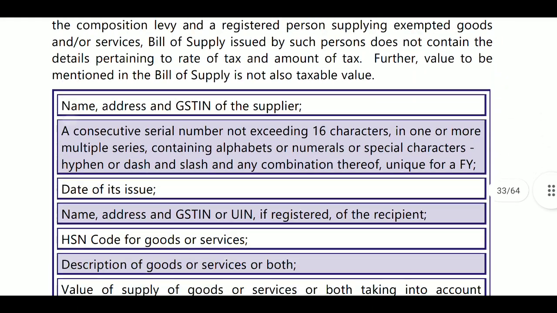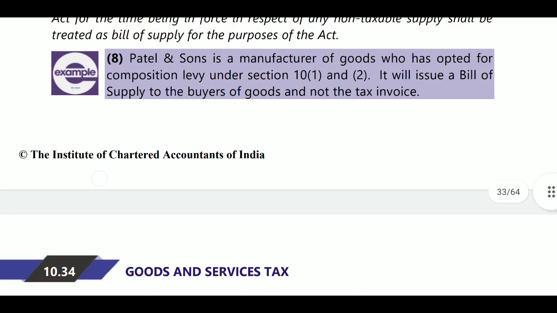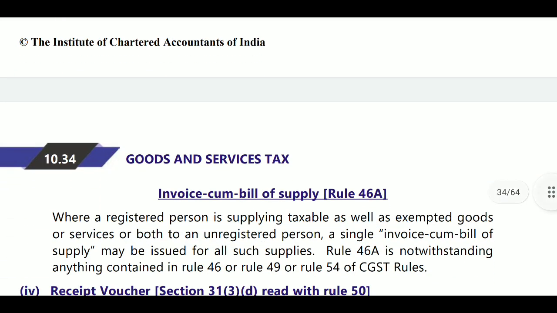Next, particulars of bill of supply. It is the same as invoice, only that much information is not required. Example, Patel and Sons is a manufacturer of goods who opted for the composition scheme under section 10(1) and 10(2). It will issue a bill of supply to the buyers of goods and not a tax invoice. Yes, he is a composition person, so he will issue the bill of supply.